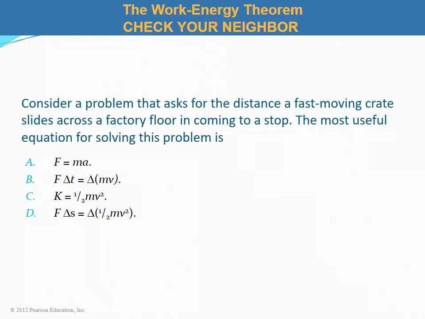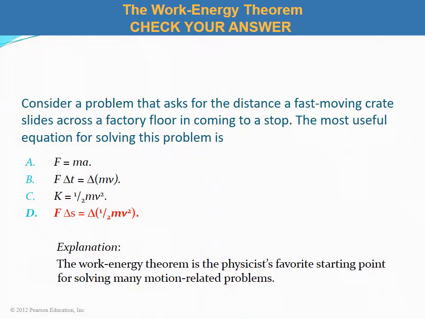Consider a problem that asks for the distance a fast-moving crate slides across the factory floor and comes to a stop. The most useful equation for solving this problem is A, F equals ma, B, F times delta t is delta mv, C, K is 1/2 mv squared, or D, F delta s is delta 1/2 mv squared. The answer is D. The work-energy theorem is the physicist's favorite starting point for solving many motion-related problems.